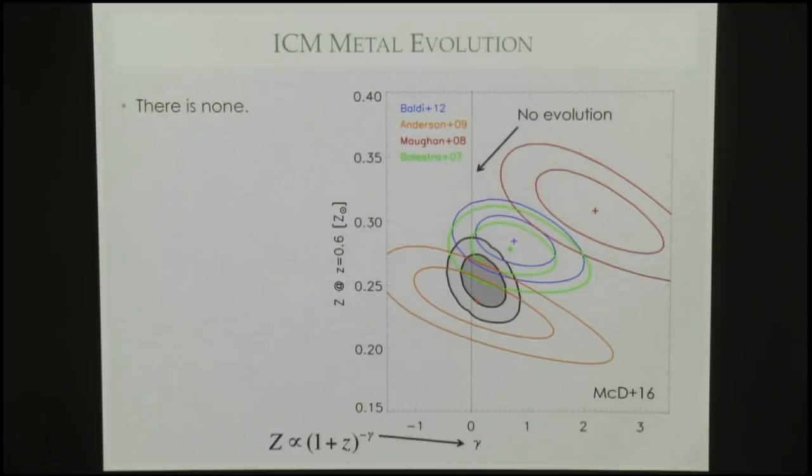The answer is there is none, right? Which is a little bit boring, but it's kind of neat. So if you parameterize the metallicity, which is capital Z, as a function of (1+z)^(-gamma), and you fit all of the clusters simultaneously in a big Monte Carlo package, you get this gray contour. So this is the tightest constraint we have on the evolution of the metallicity in the intracluster medium, and it's fully consistent with 0, right?